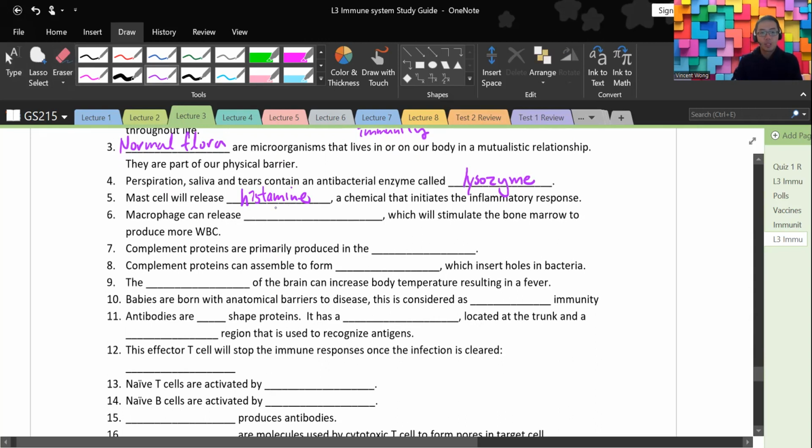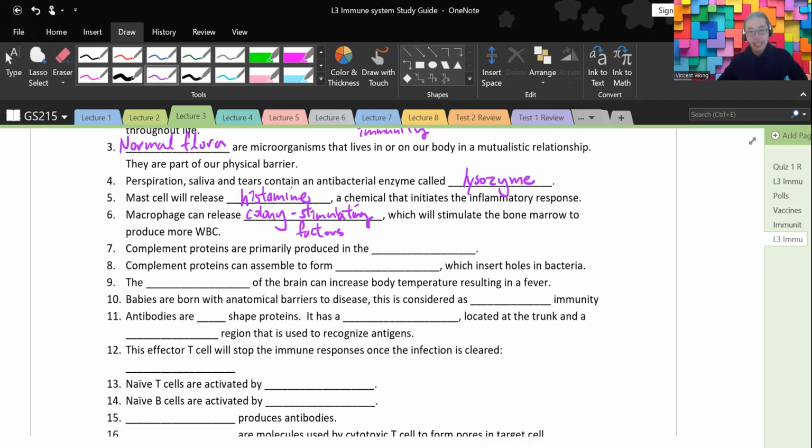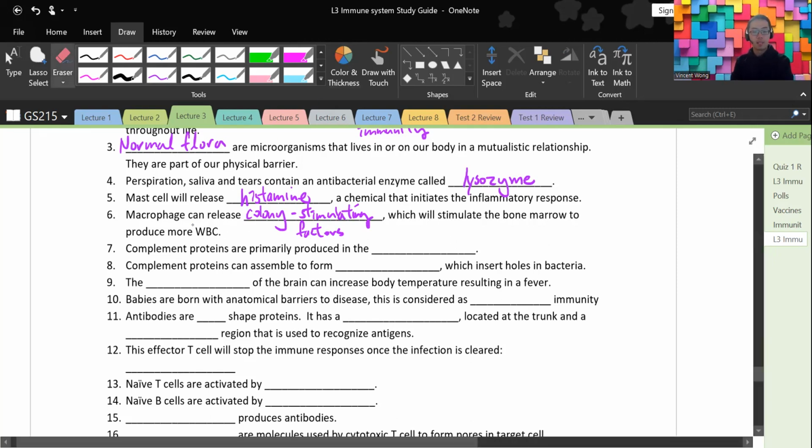Macrophages can release colony stimulating factors. Right? These are chemical signals for calling for backup. So the macrophage might not be able to clear the infection on its own, so you will release these colony stimulating factors, which will tell the bone marrow to make more white blood cells.